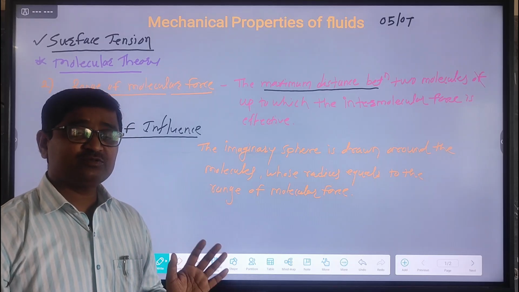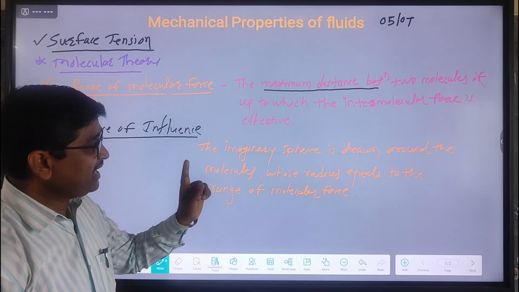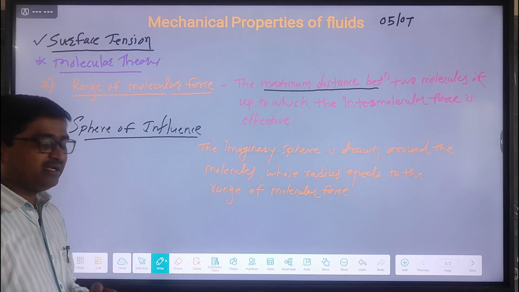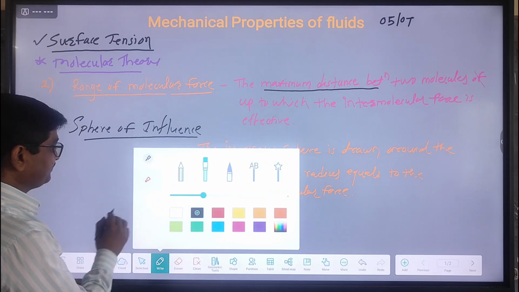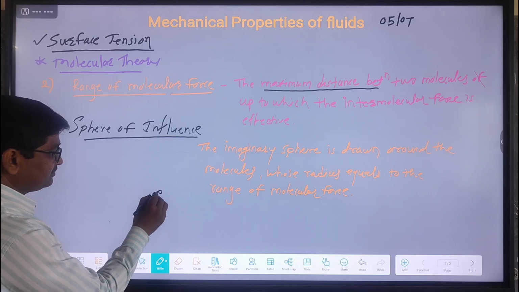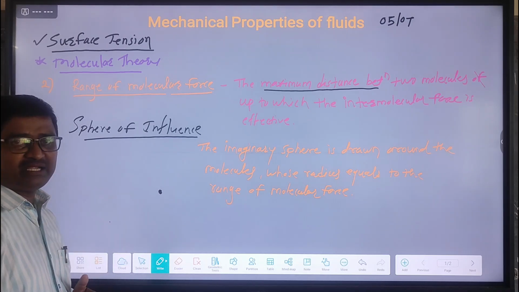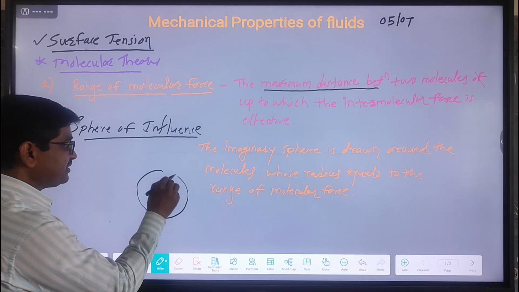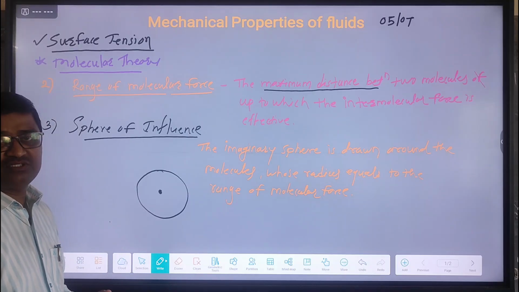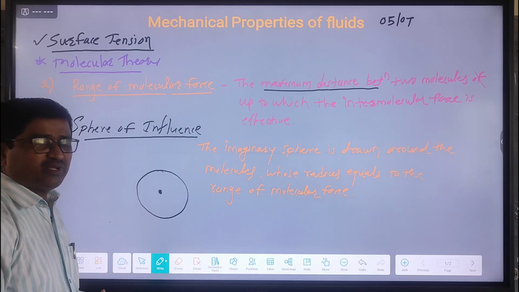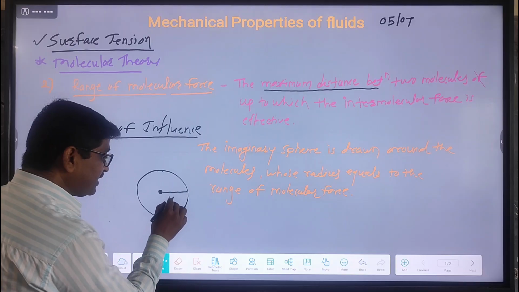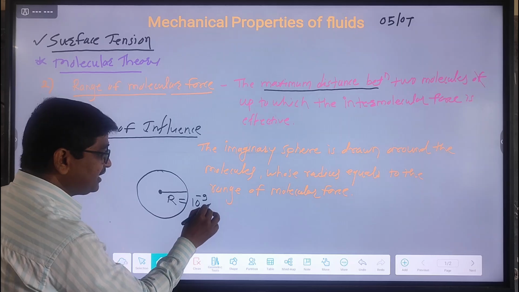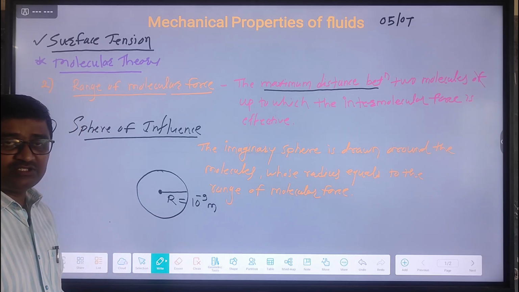So let's discuss what is sphere of influence. The imaginary sphere is drawn around the molecule. Let's imagine any one molecule, any one smallest particle of the substance. Imagine that this is any one molecule, a very small particle, and around it we draw an imaginary sphere whose radius is equal to the range of molecular force, that is 10 raised to power minus 9 meter. That is very small.